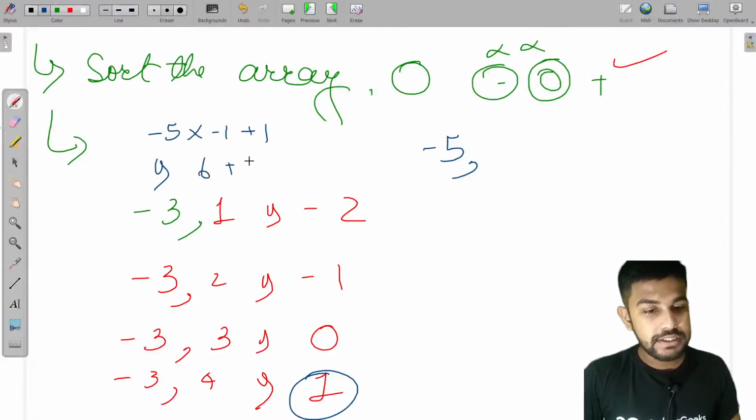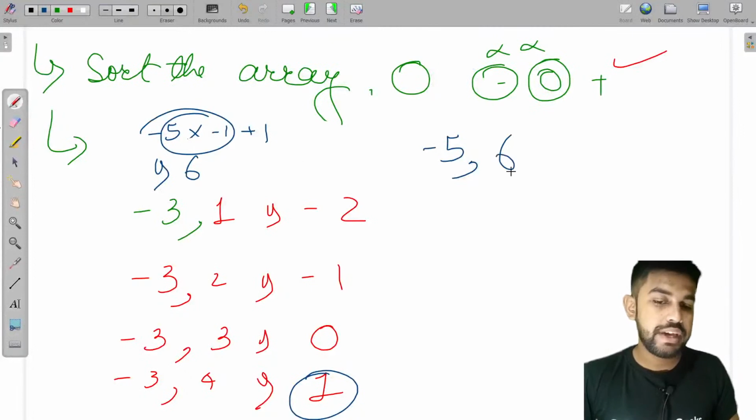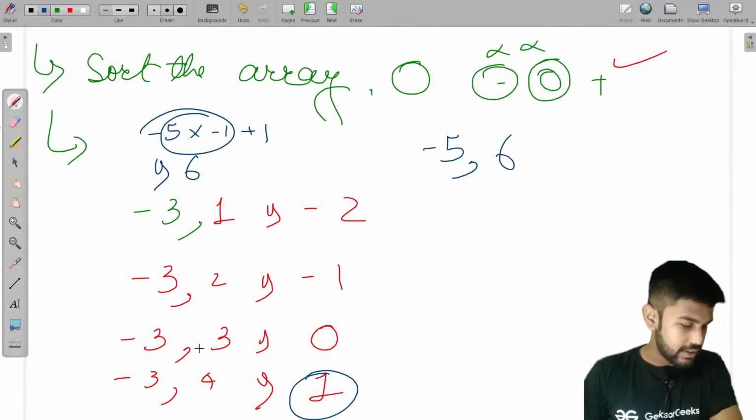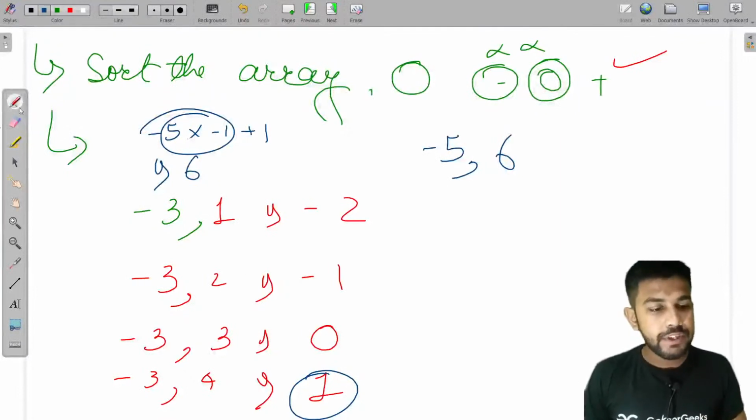That is 6 plus 1. That is 5 plus 1. That is 6. Okay, 5 plus 1, that is 6. So we at least need to add 6 or greater. Okay, so good to go. This is what we would be doing.